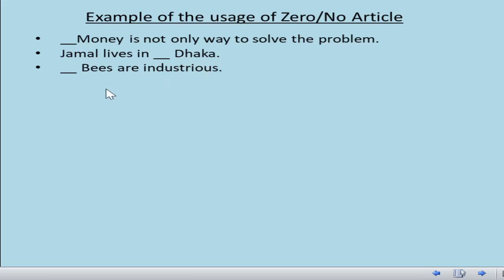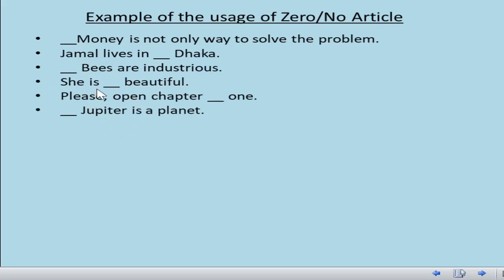We use no article. Bees are industrious. Here bees is used as a general idea. It refers to any bee, any types of bees. So before a general idea, we use no article. She is beautiful. Here, beautiful is a predicative adjective. So before a predicative adjective, we use no article. Please open chapter 1. Here 1 is a cardinal number followed by the noun chapter. So before a cardinal number, if it is followed by a noun, we use no article or zero article.